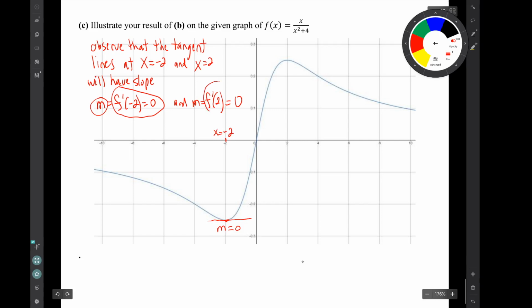And this symbol, f prime of 2 equals 0. We got that in question B. In terms of the graph, we recognize that that's the slope of the tangent line at the place where x equals 2. So that's how we illustrate those results on the graph. Well, that's the end of that example, and that's the end of the video.